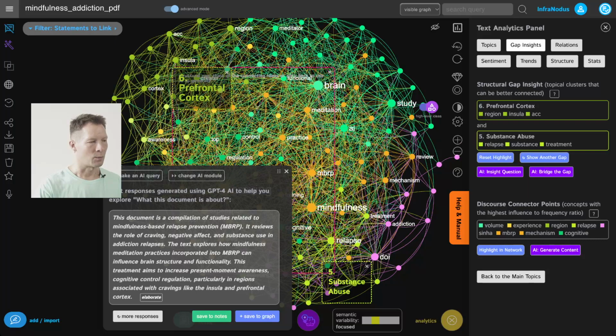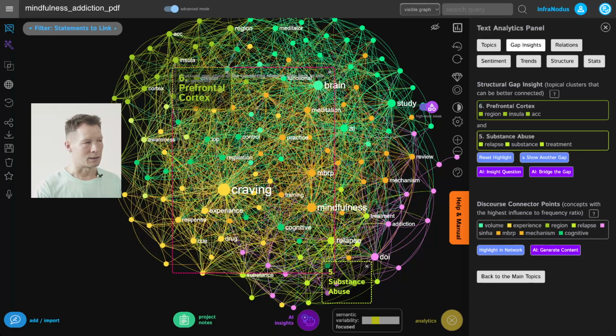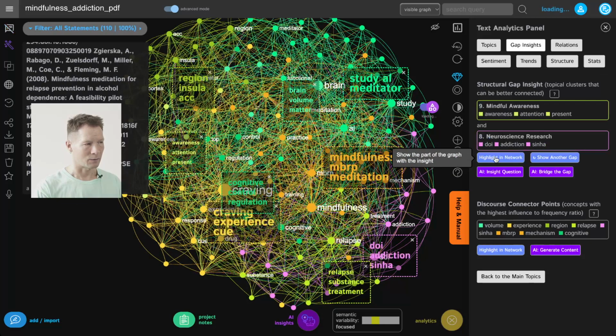So here it's talking about the compilation of studies related to mindfulness-based relapse prevention, and reviews the role of craving, negative affect, and substance use in addiction relapses, and how meditation can be helpful for that. Then what's really useful here is that if I don't query the whole document, I can focus on the gap.